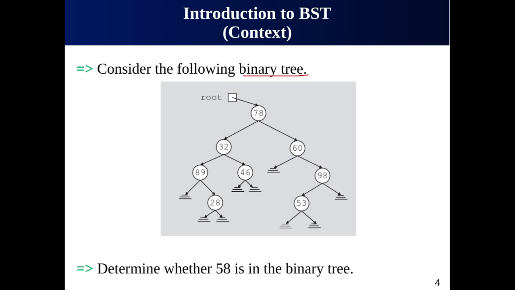In order to understand the concept of binary search tree, let us start with an example. Here we have a tree. This is an example of a binary tree. Why? Because every node has at most 2 children. In other words, you can say that no node has more than 2 children. 28 has no child. They are examples of leaf nodes. 89 has only 1 child. 32 has 2 children, and so on. This is an example of a binary tree.